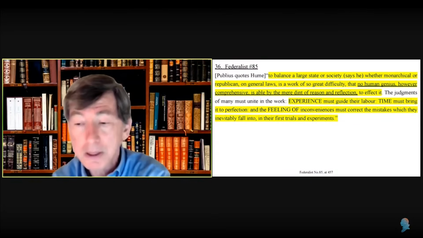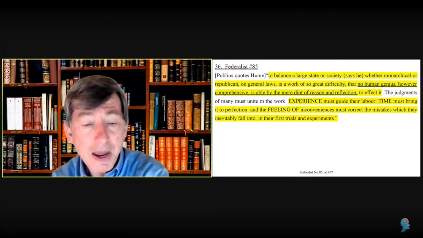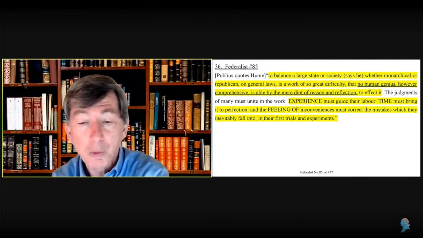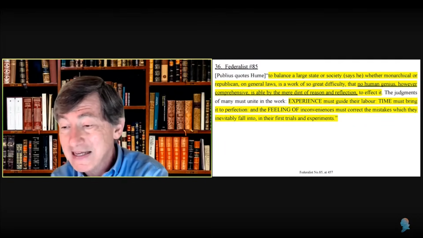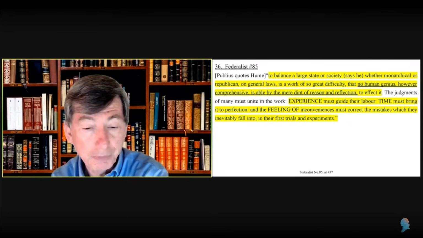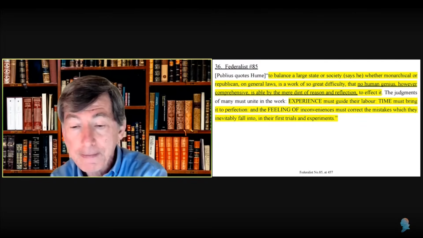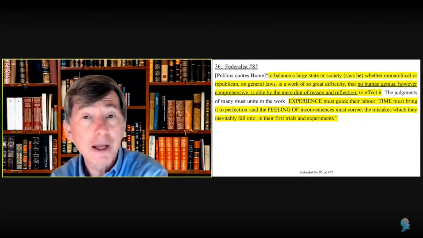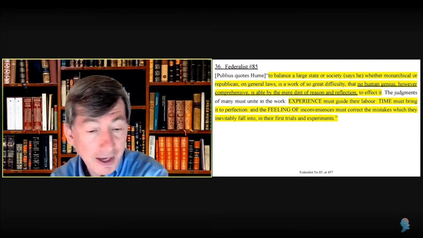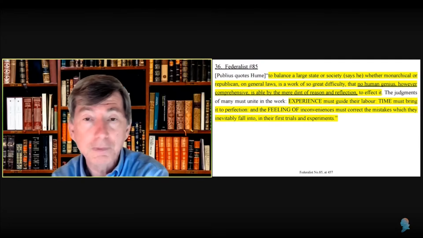It's too complicated. But here is Publius's attitude. The judgments of many must unite in the work. Experience must guide their labors. Time must bring it to perfection. And the feeling of inconveniences must correct the mistakes. And that's what happened with slavery, which they inevitably fall into in their first trials and experiments.